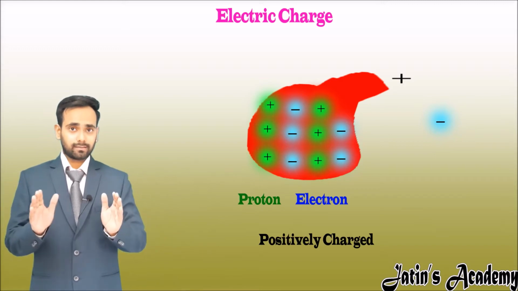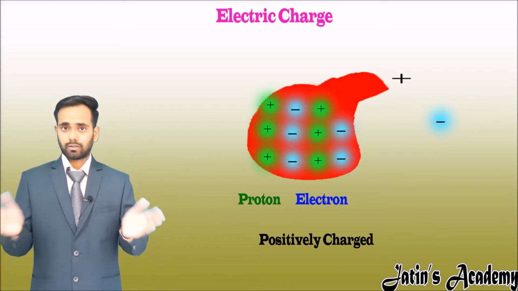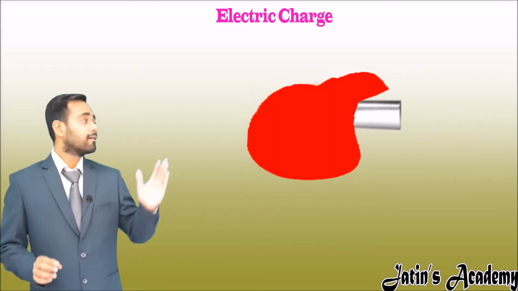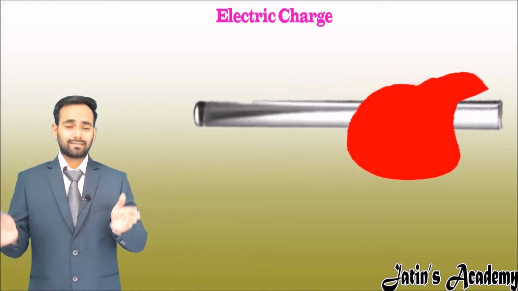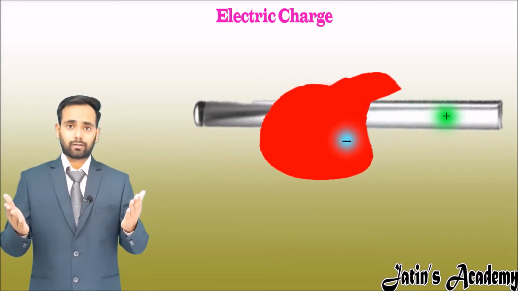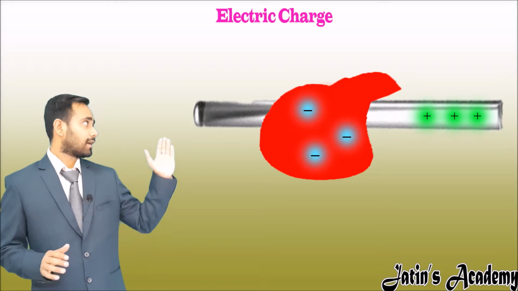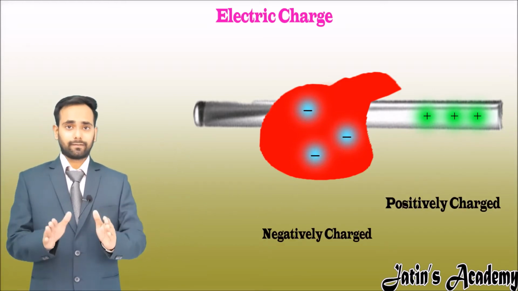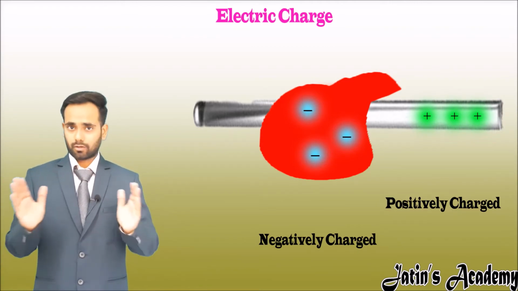Now let us understand how a body gets positive charge or negative charge on it. Let us understand with an example. Here I have a glass rod and a silk cloth. When we rub the silk cloth on the glass rod, the glass rod loses electrons and the silk cloth gains the same electrons. It means the glass rod is positively charged and the silk cloth is negatively charged. So we have understood how charge is produced on a body.